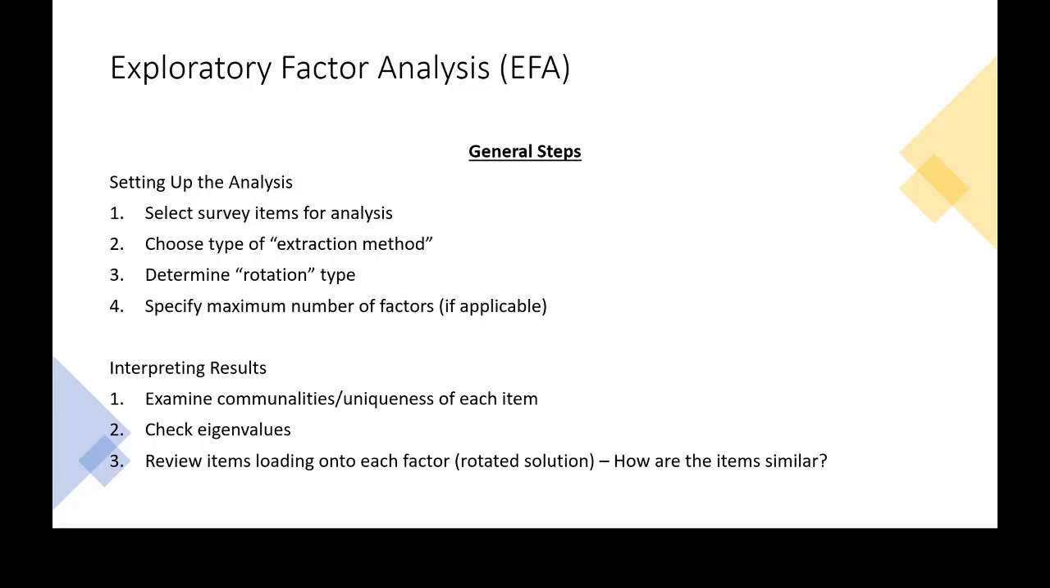And then lastly, you review how items load onto each factor, especially if there's a rotated solution. You want to see what items are grouping together and how these items are similar. You might look at how they're worded, for example, and see if there's some commonality between them. Well, all these items talk about people staying on the job. So maybe this is a turnover factor or like a retention factor, right? So you're looking at how these items are similar in a conceptual sense to get a sense of what each factor means, because the software doesn't tell you what each factor means. It just tells you what items group together. It's up to you as the researcher to interpret those items.